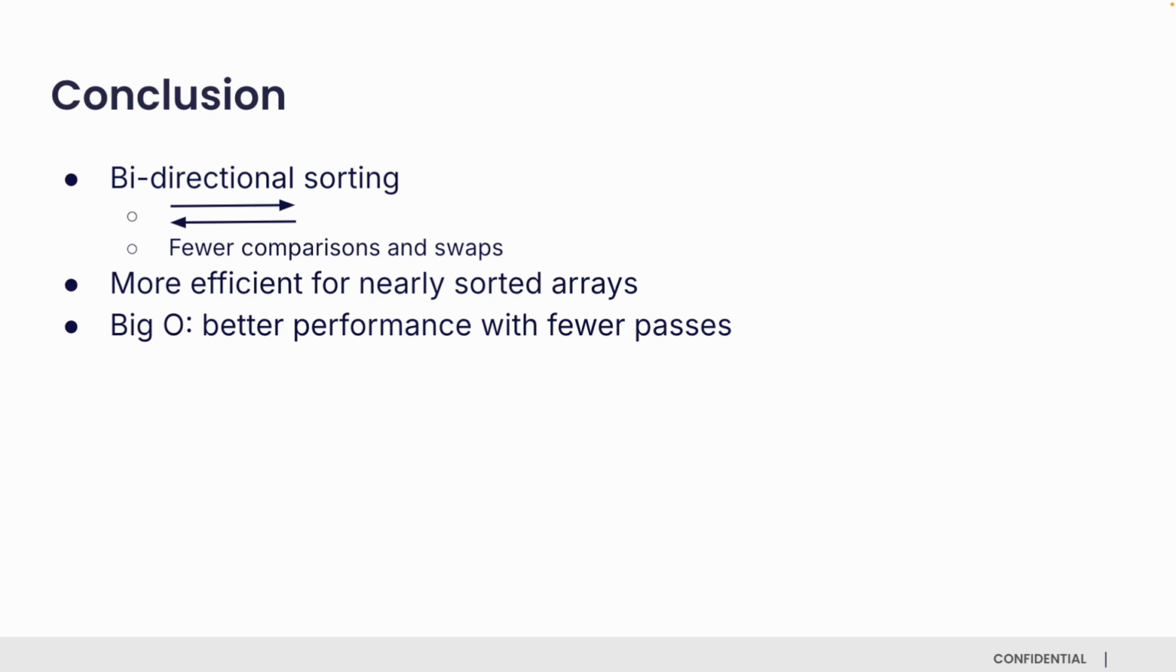We also explored how the algorithm performs using big O notation, and while cocktail sort and bubble sort share the same O of n squared worst case scenario, cocktail sort can achieve better performance with fewer passes in certain conditions.